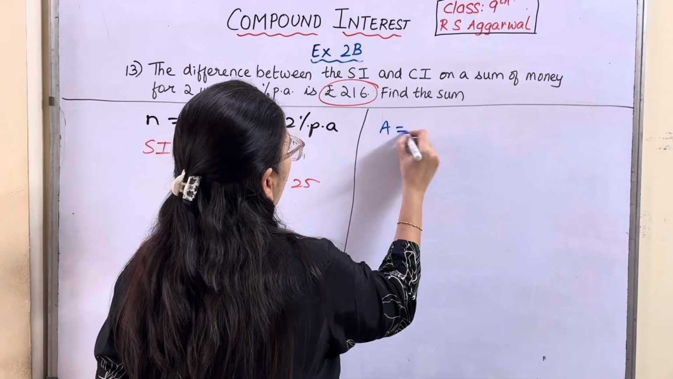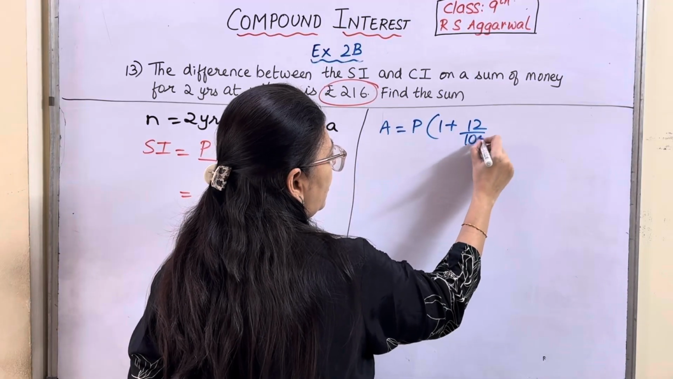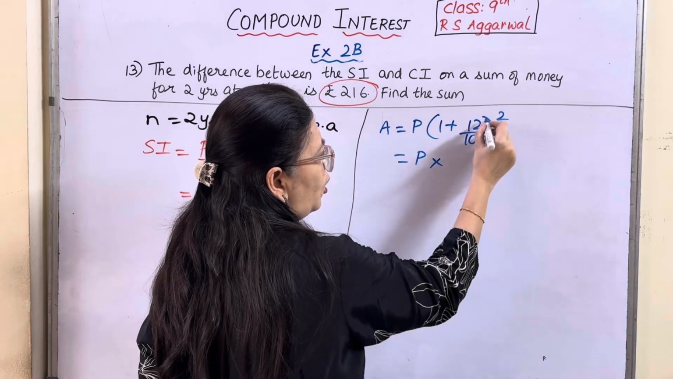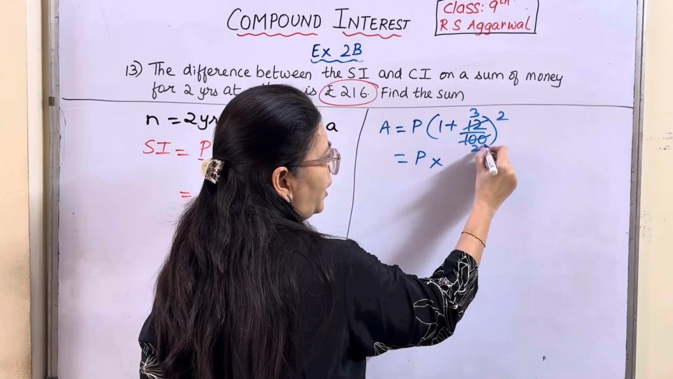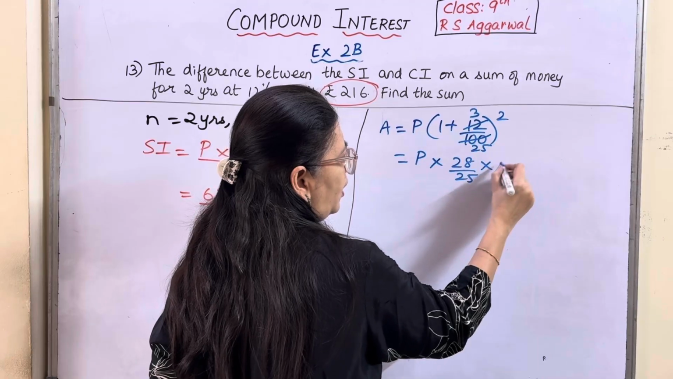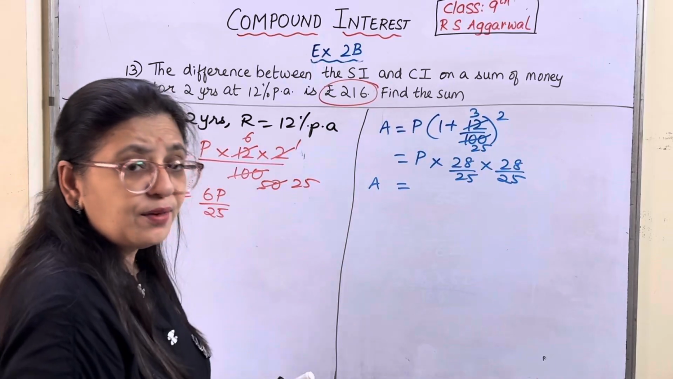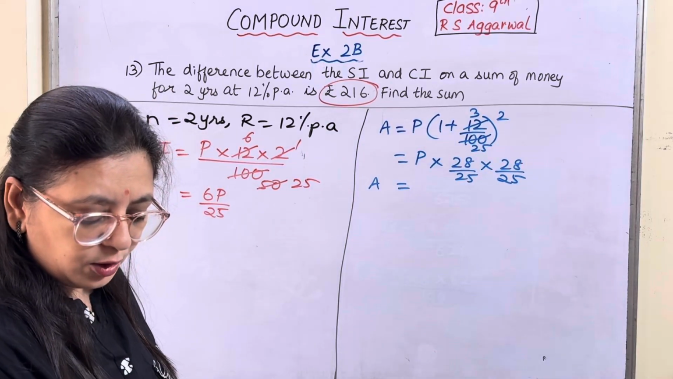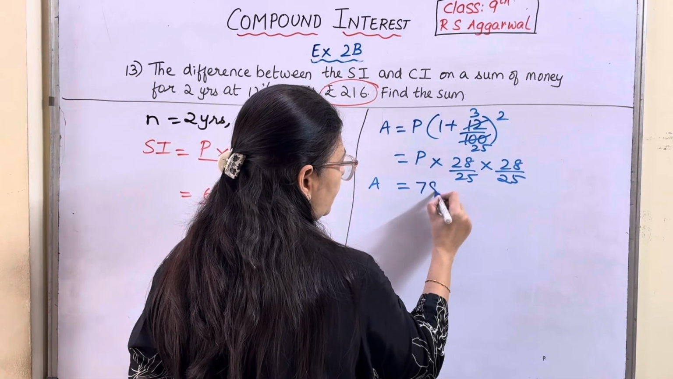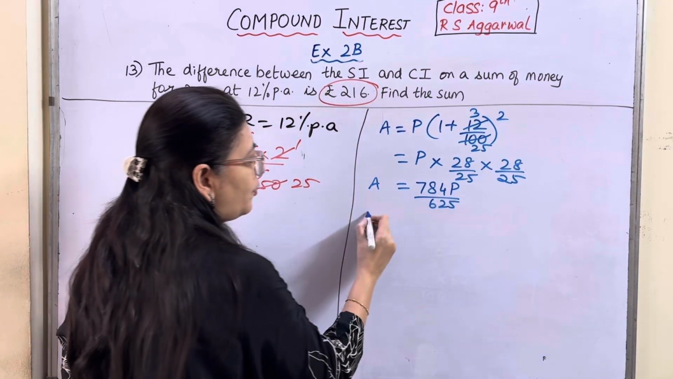So amount is equal to P into 1 plus rate, which is 12%, raised to N, which is 2. So this would be P into 4 3s are 12, 4 25s are 100, so 25 plus 3 is 28 upon 25, into 28 upon 25. So amount over here is 28 times 28 you will do, which is 784 P upon 625.